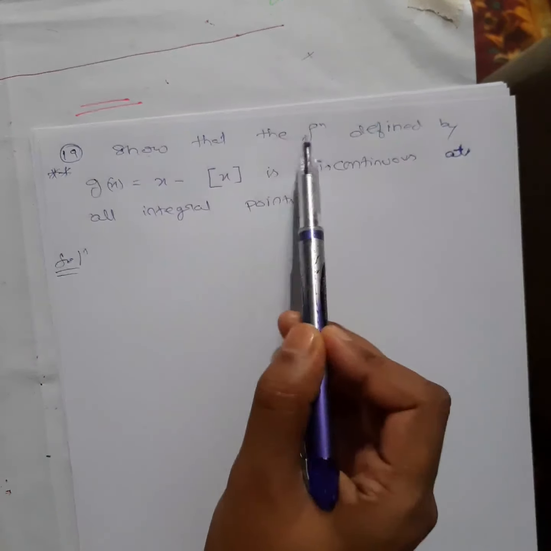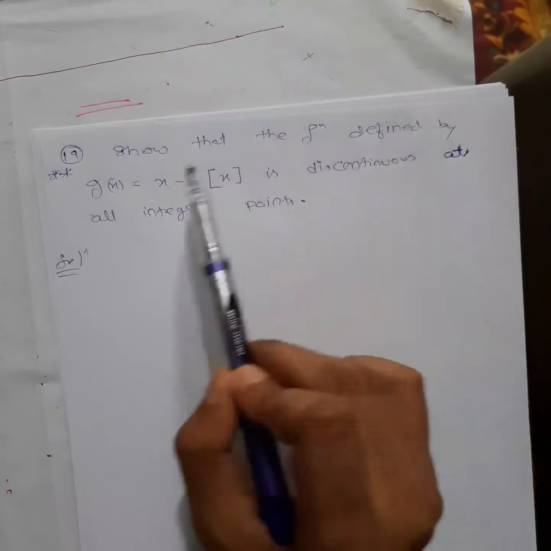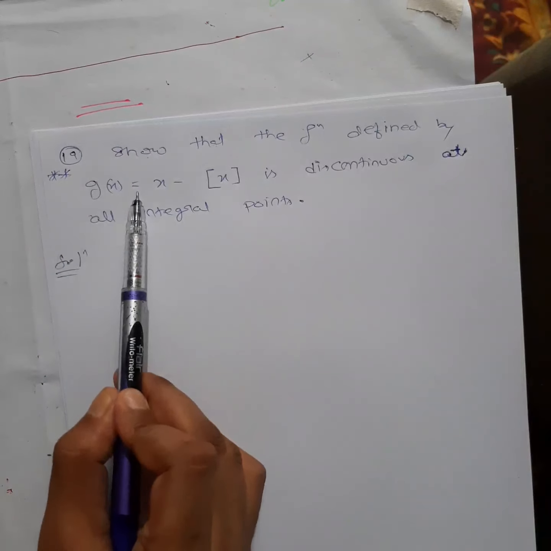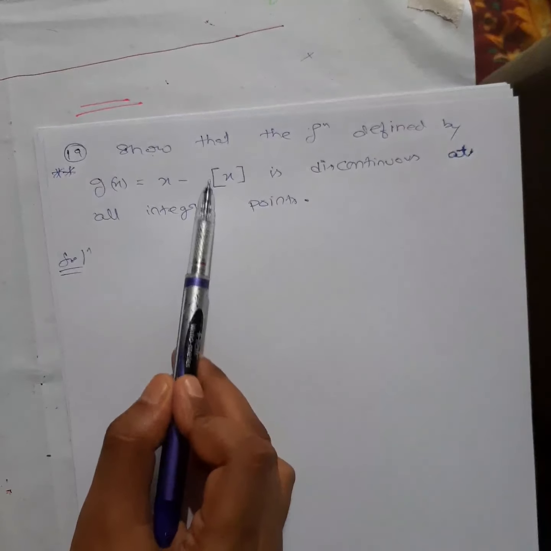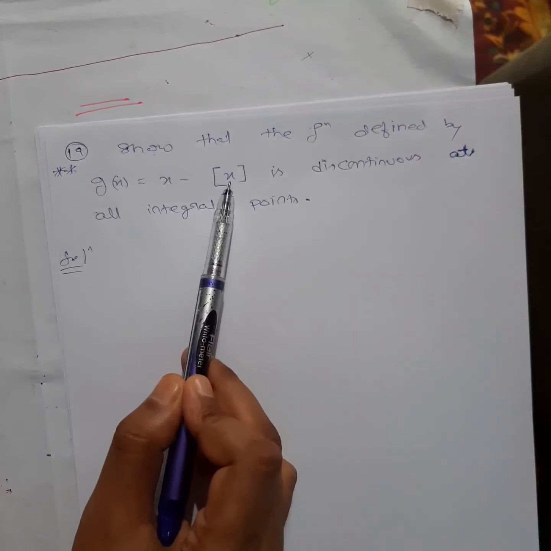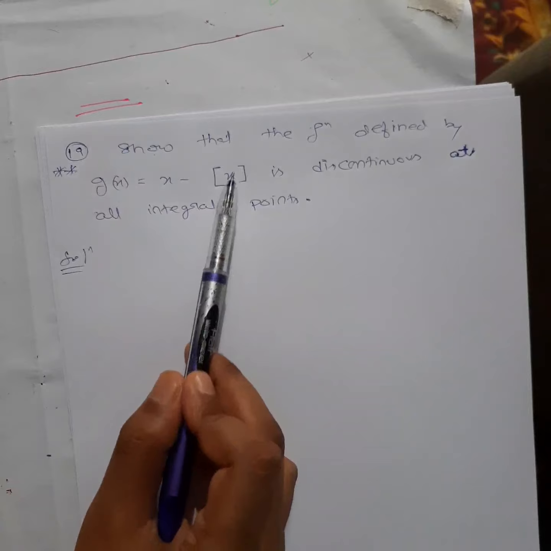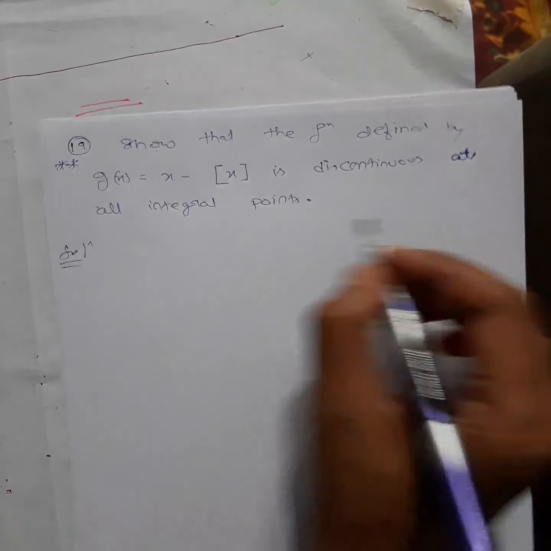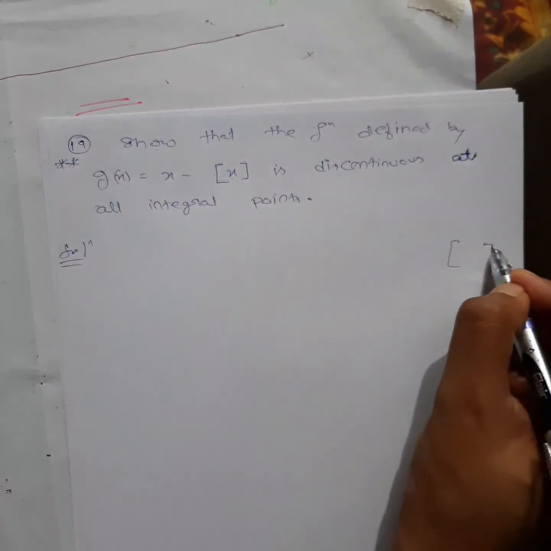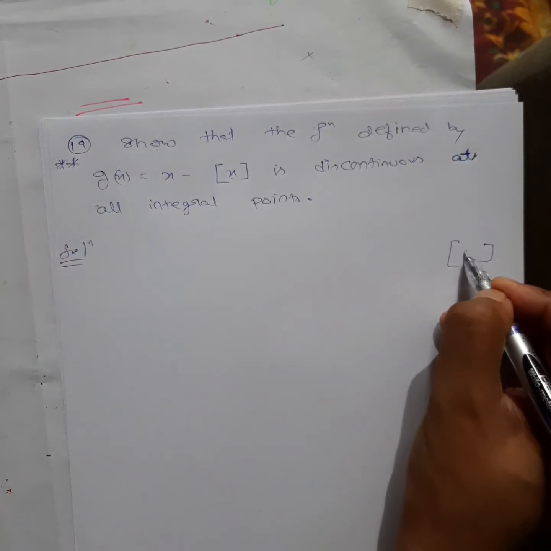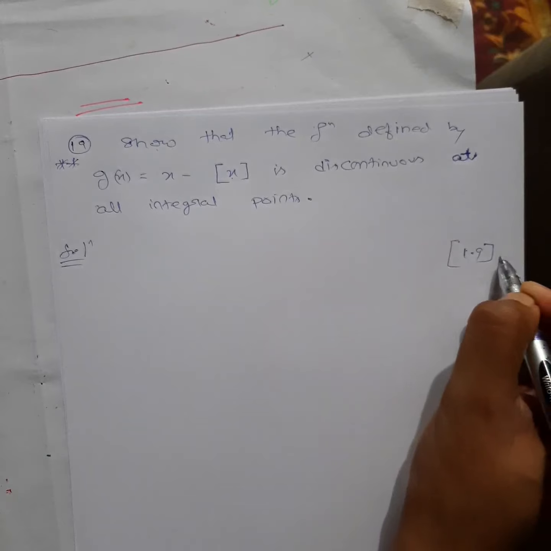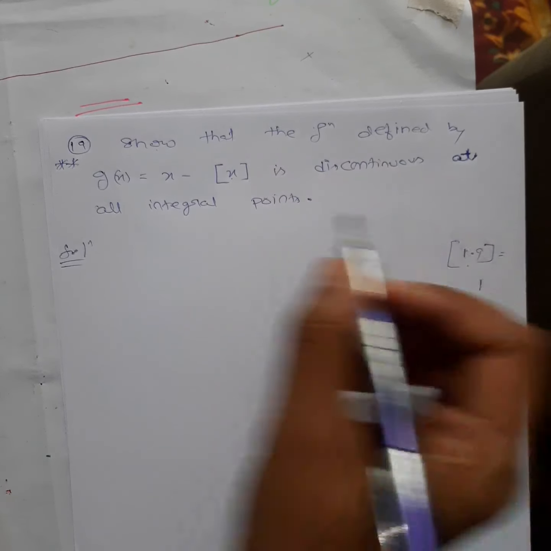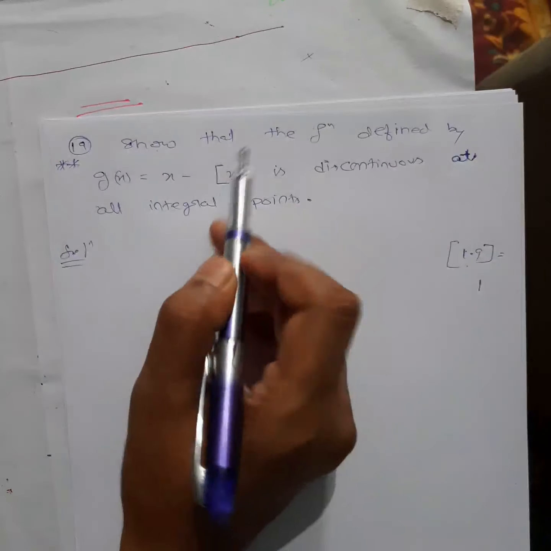Show that the function defined by g(x) is equal to x minus, what is this, the greatest integer function, right? Remember this symbol, the greatest integer function. This means, if you take any real number, suppose 1.9, what will be the outcome here? The outcome will always be an integer.